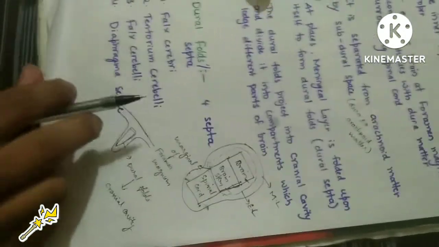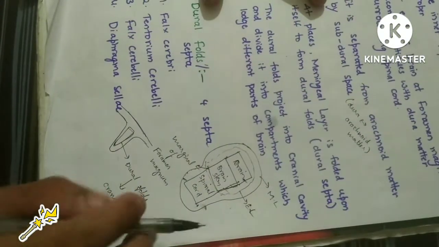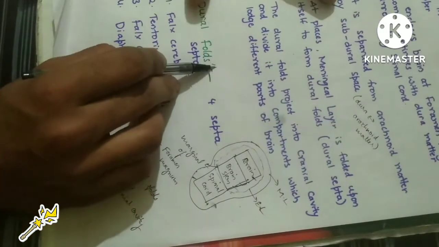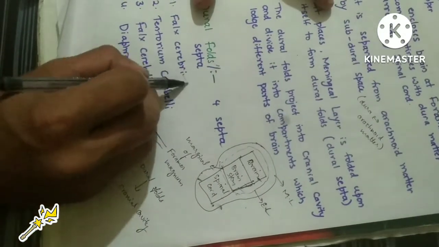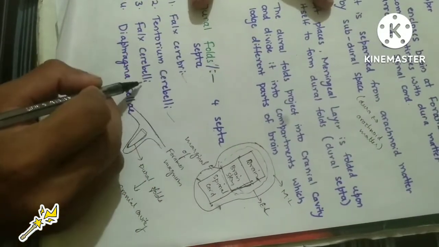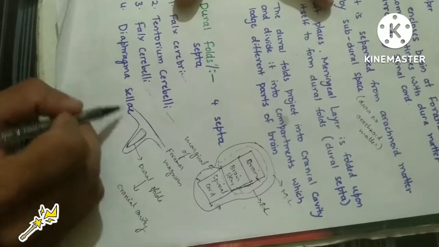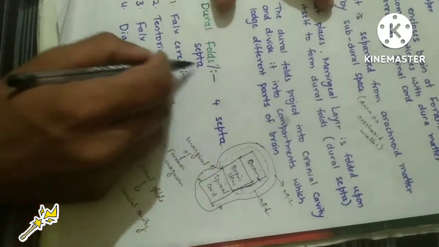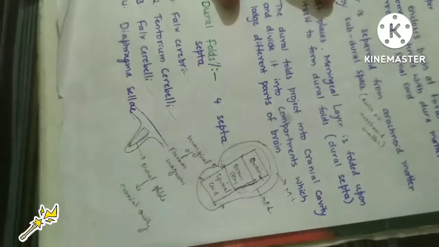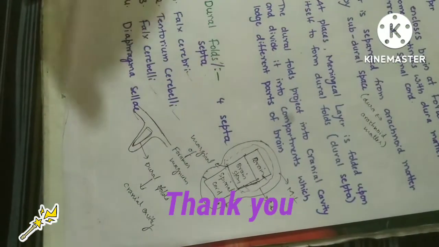Now the dural fold has four folds. They are the falx cerebri, tentorium cerebelli, falx cerebelli and diaphragma sellae. These four folds or septa we are going to discuss in the next upcoming lecture.